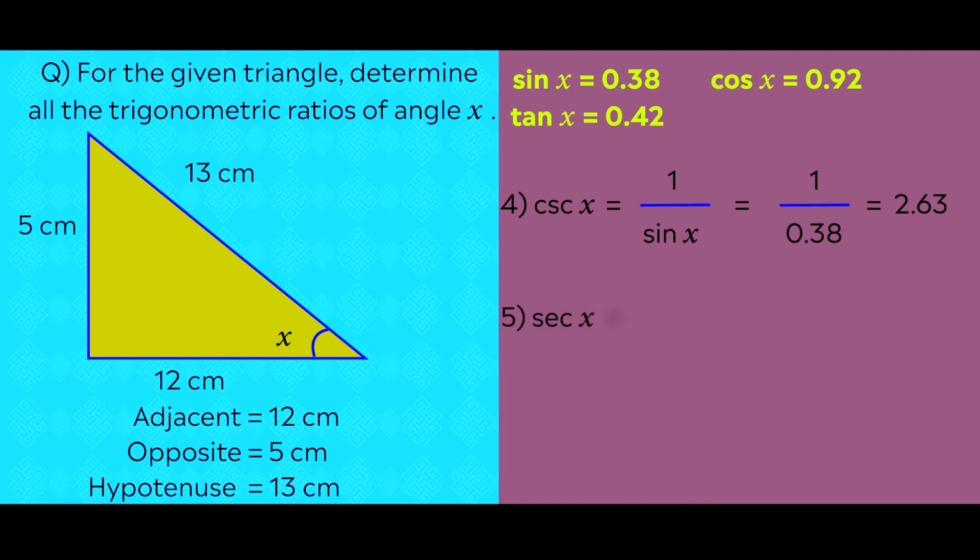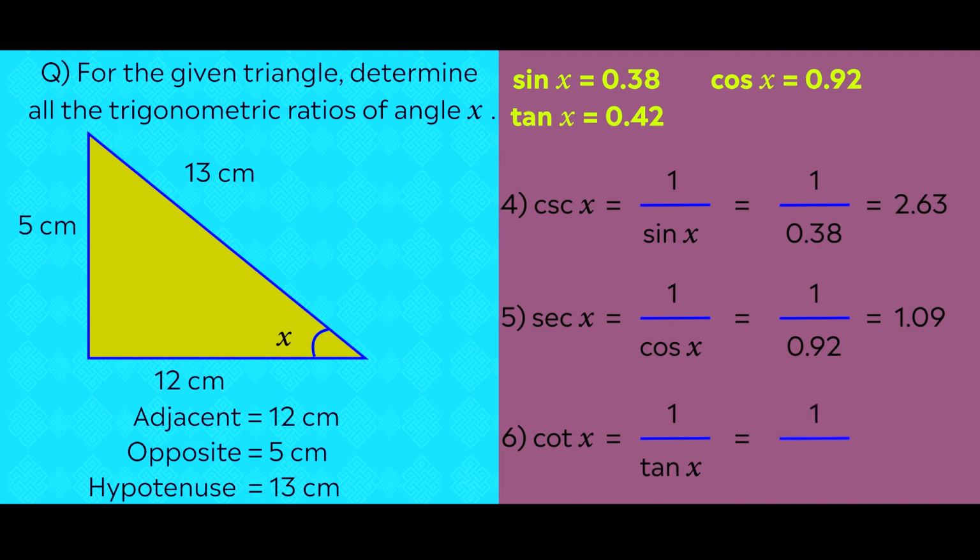Moving on to secant of x, the formula is 1 over cos x. We have already calculated the value of cos x as 0.92. So, to calculate secant of x, 1 will be divided by 0.92, that equals 1.09. And the final trigonometric ratio, that is cot x, is given by the formula 1 over tan x. That equals 1 over 0.42, which results in 2.38.